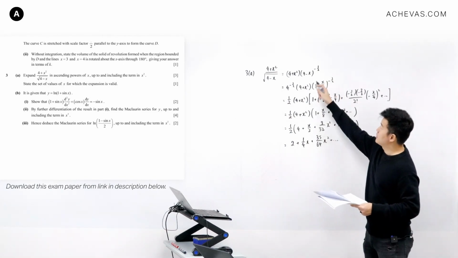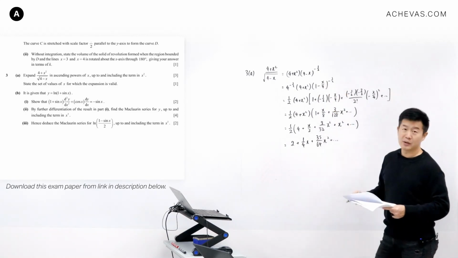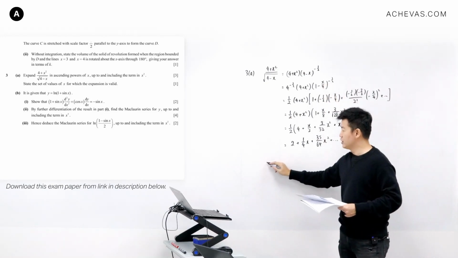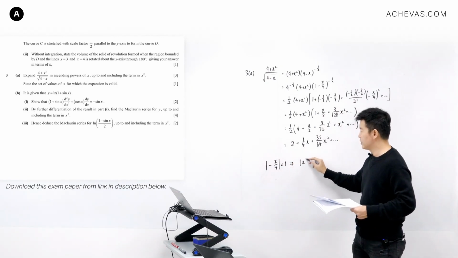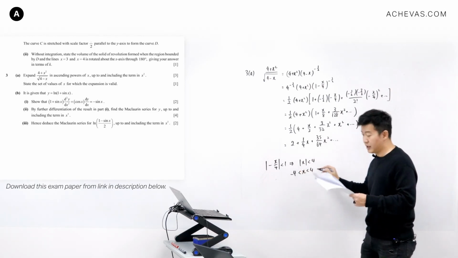So for this expansion to be valid, it is through this over here, where we carry out our Maclaurin's expansion. So for this over here, for it to be valid, we want to make sure that modulus of x over 4 must be less than 1, which means that modulus of x must be less than 4. So x is going to be between minus 4 and 4.